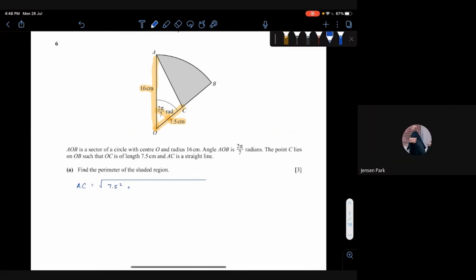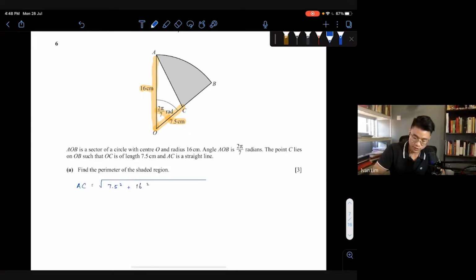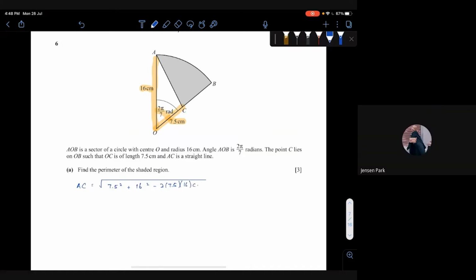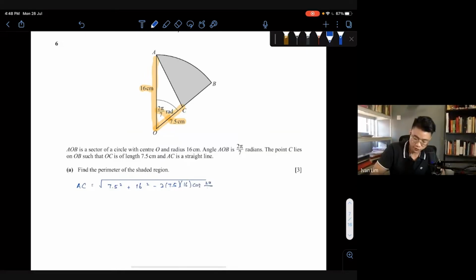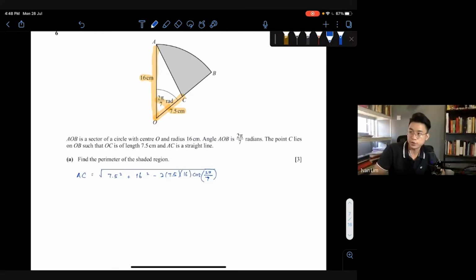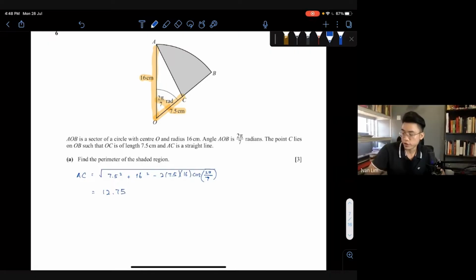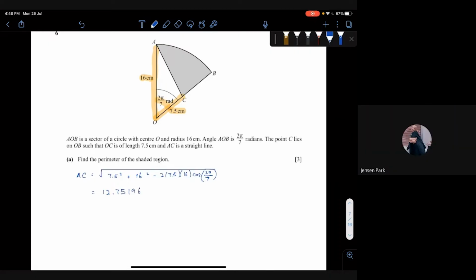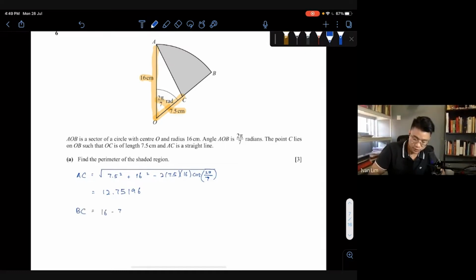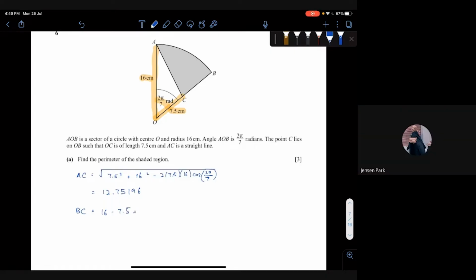AC squared is 7.5 squared plus 16 squared minus 2 times 7.5 times 16 cos 2 pi over 7. Make sure if you use 2 pi over 7, you must put it in radian mode. What you get here? 12.75196. Then to find BC, you do 16 minus 7.5, which will give you 8.5.